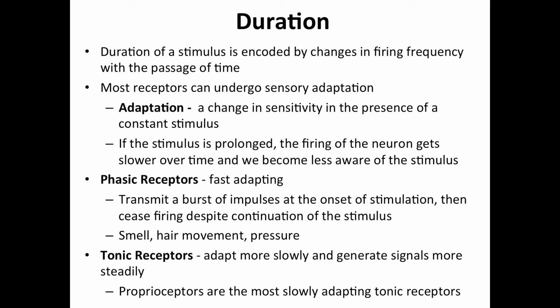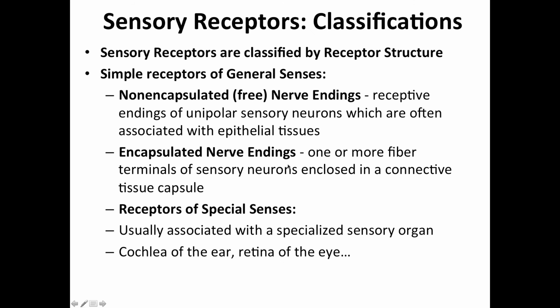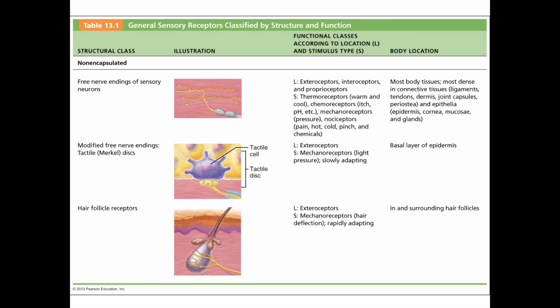Given your knowledge of the cerebellum and how it would respond to these proprioceptors, you can appreciate the fact that these proprioceptors never stop sending the cerebellum signals. So when we start to look at the structure of these receptors, we find that they can be referred to as non-encapsulated or encapsulated. I give you this table from a different textbook.